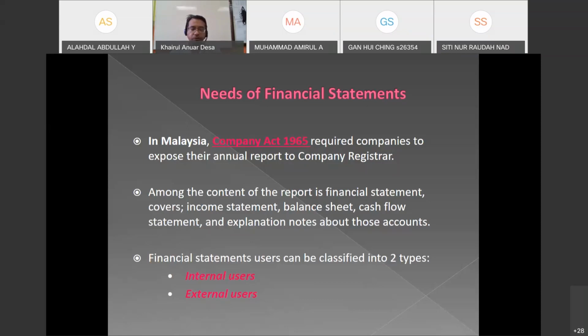Do you ever go through the annual report before? Anyone? The company must report all the activities, including financial activities, for the past 1 year. Okay, and the report must be submitted to the company registrar, to the SSM, to the Bursa Malaysia, to the LHDN, and must be published and shown on their website.